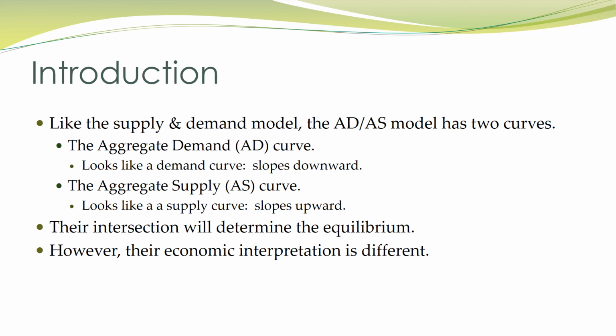One, the aggregate demand, or AD curve, will be downward sloping, like a demand curve. The other, the aggregate supply, or AS curve, will be upward sloping, just like a supply curve. Moreover, the equilibrium will occur at their intersection, just like regular supply and demand curves. However, that is where the similarity ends. The differences will become clear as we define these curves and study their properties.